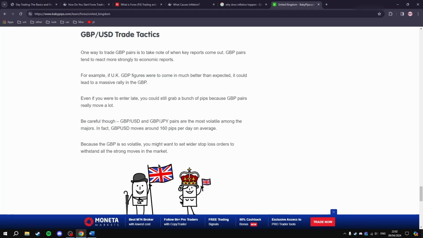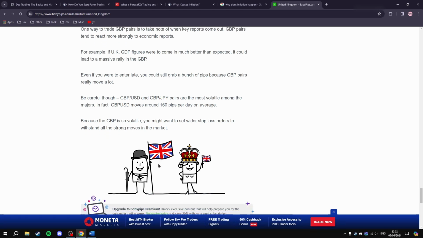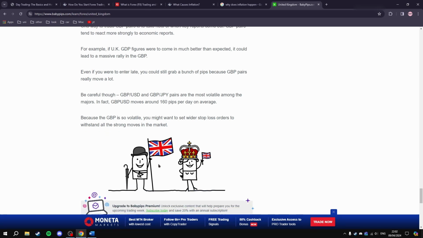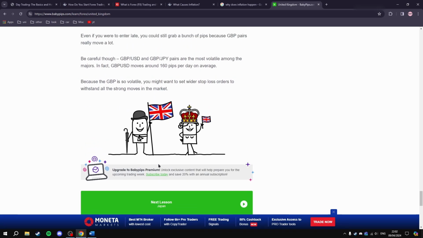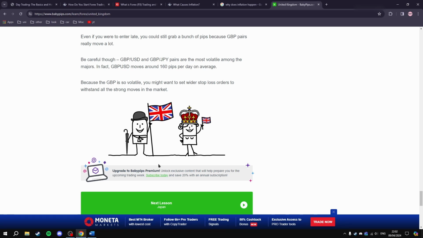For example, if UK GDP figures, so gross domestic product figures, were to come in much better than expected, it would lead to a massive rally in the GBP. Even if you were to enter late, you could still grab a bunch of pips because GBP pairs really move a lot. Be careful though, GBP USD and GBP JPY pairs are the most volatile among the majors. In fact, GBP USD moves around 160 pips per day on average.